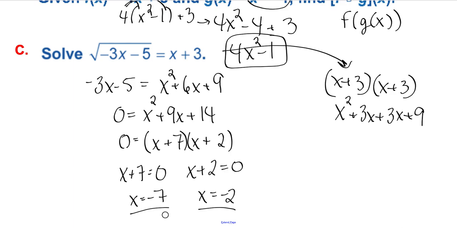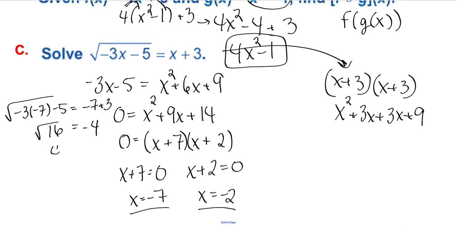So if I plug in negative 7 up here, so negative 3 times negative 7 minus 5 equals negative 7 plus 3. We can see over here we're going to have a problem because that's going to give us a negative. So we'd have a negative 4 on the left. And on the right here, this is a positive 21 minus 5, so it's square root 16. So we get 4 equals negative 4, which it does not. So we have an issue there. So this one's out.